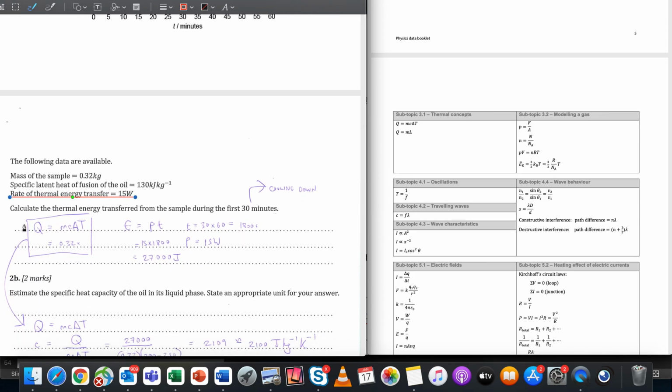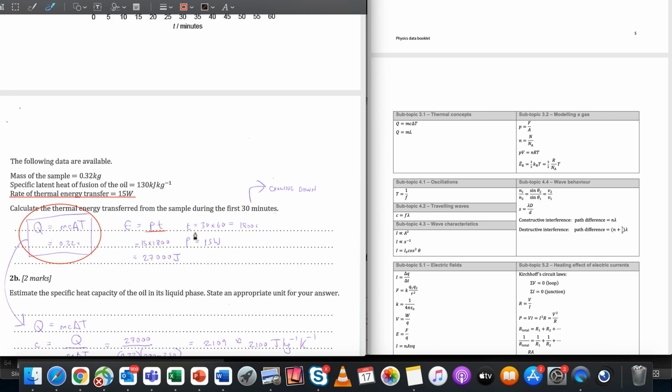Okay, ignore this bit for now. I got a little bit distracted. This question is actually very, very simple. All we have to do is think about our energy transfer. Okay, we know the power of our heater. We also know the time.